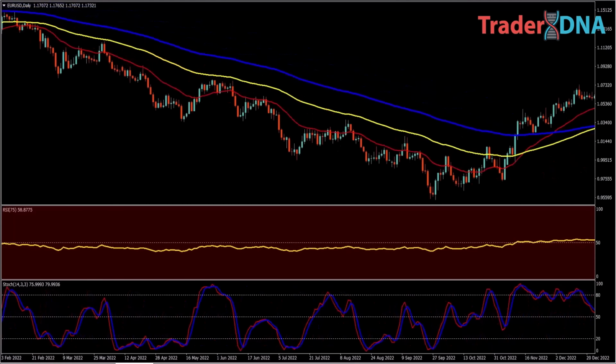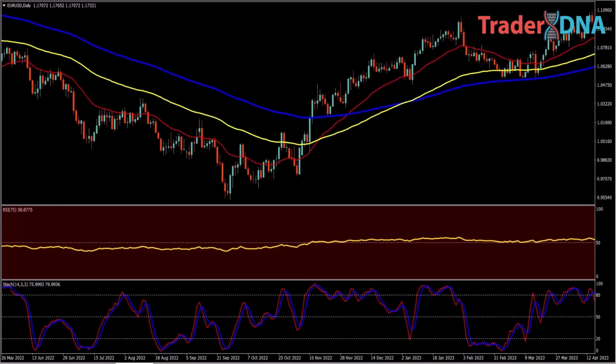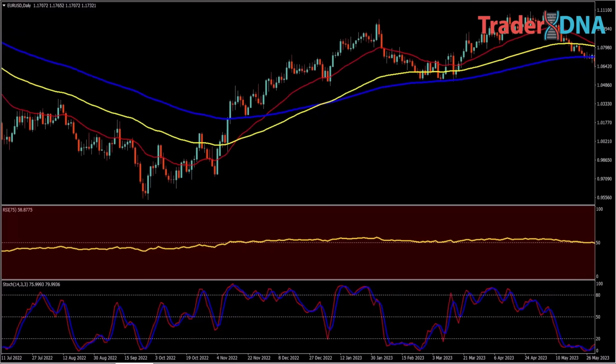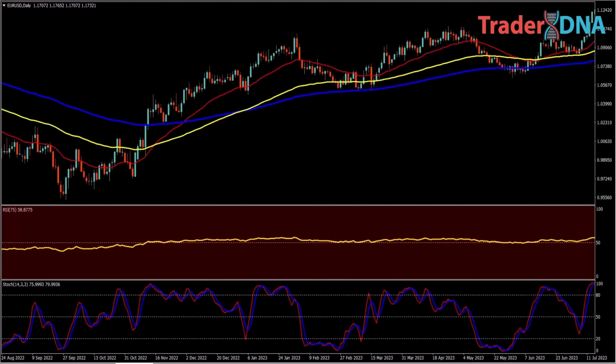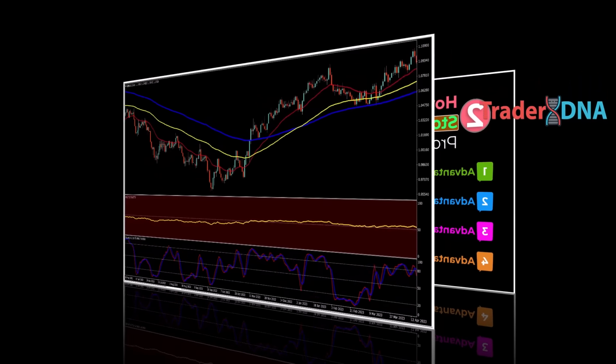That's the beauty of it. Both are powerful, both are rule-based, and both are 100% automatable. The key is picking the one that fits your style and sticking to the rules like a robot. This is how pros trade. This is how you can trade.